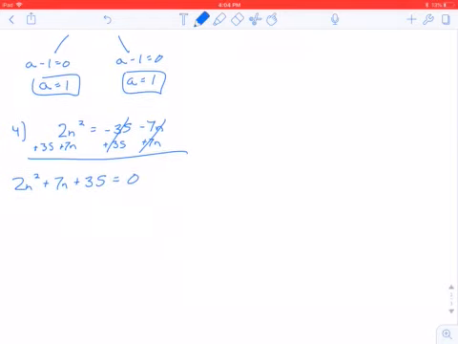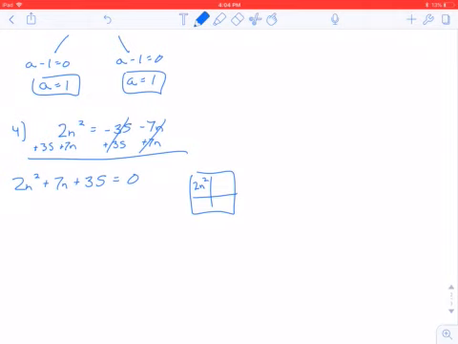Now this is in standard form. We've got our squared term, then our to the first term, and then our constant term. Now, let's see, can I factor out the 2? No, 7 and 35 are not divisible by 2. So I don't have a GCF, so I need to factor this.